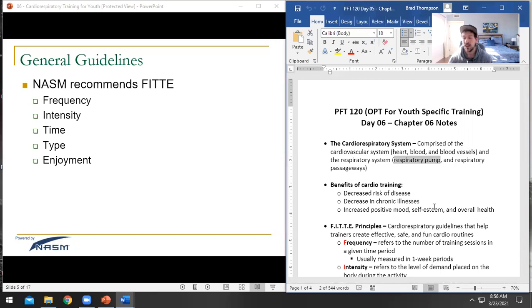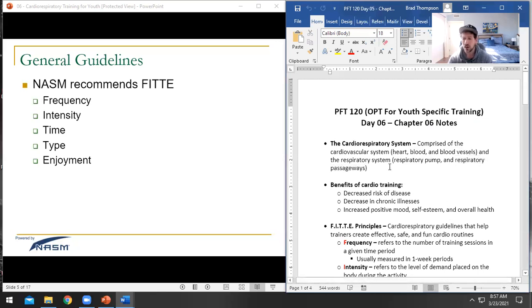You'll also develop your respiratory passageways. We think about all the individual tubes that branch down into those little bronchioles that are covered in those alveoli. Remember, those are blood vessels. So when we saw improvements in our blood vessels from earlier, and improvements in our blood from earlier, that's only going to further strengthen our respiratory passageways.